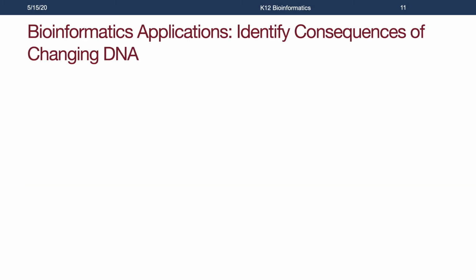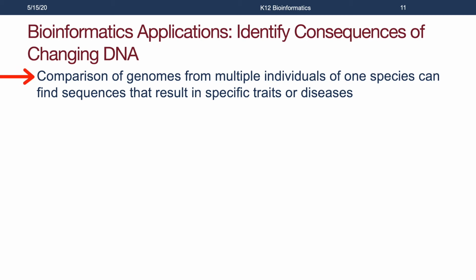Another thing we can do is identify consequences of changing DNA. Comparison of genomes from multiple individuals of one species can help us figure out which sequences result in specific traits, as in observable things, or perhaps other bodily functions, or figure out which changes lead to diseases. So first, we know that most of the genome is similar within species. That's part of the definition of being a species.